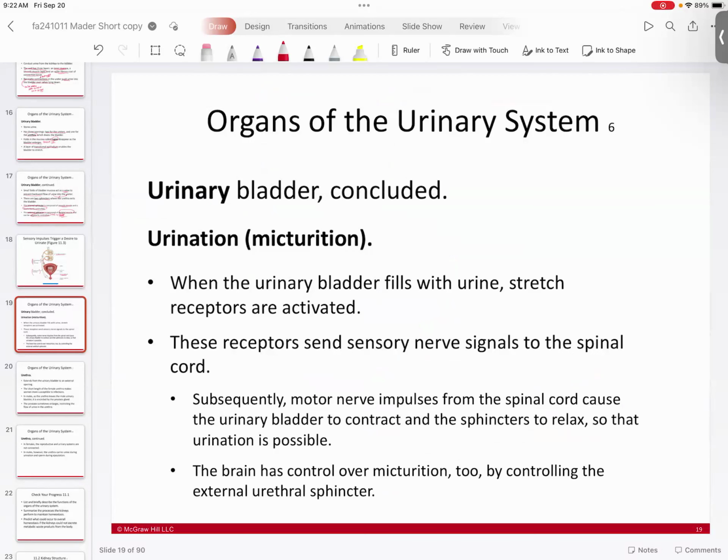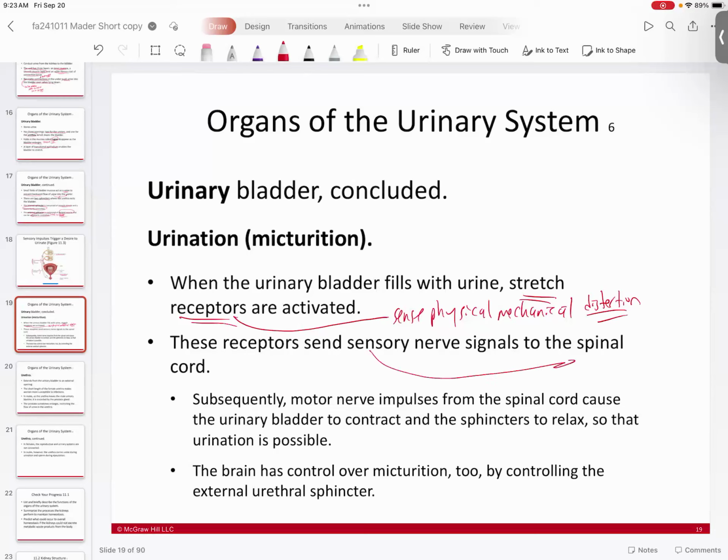So then urination, which is micturition, is where the bladder fills with urine, and then you have stretch receptors in the bladder that are activated. Stretch receptors are a special type of mechanical receptors. They will sense physical mechanical distortion. So if something's expanding, these stretch receptors will feel that physical distortion, and then they'll communicate that you are stretched out.